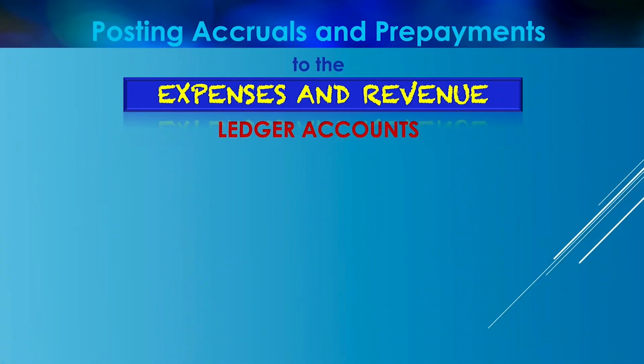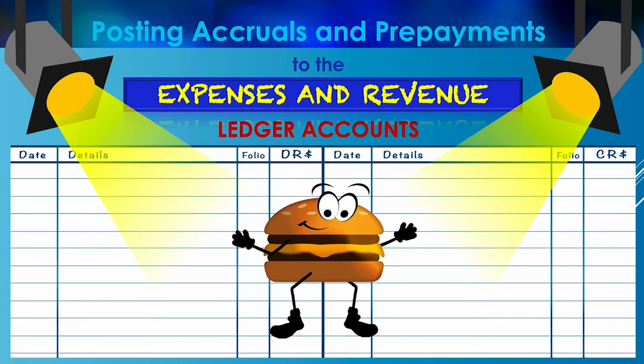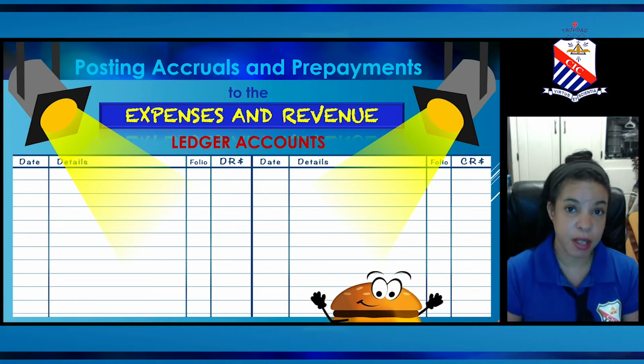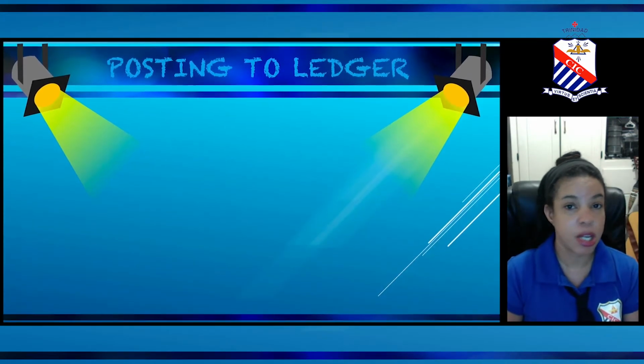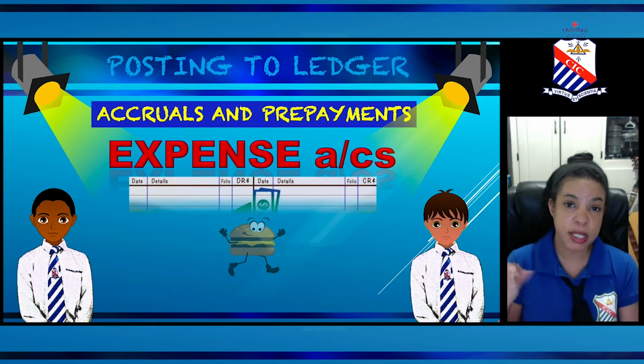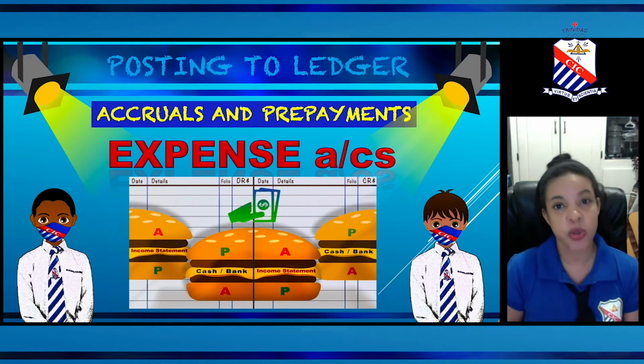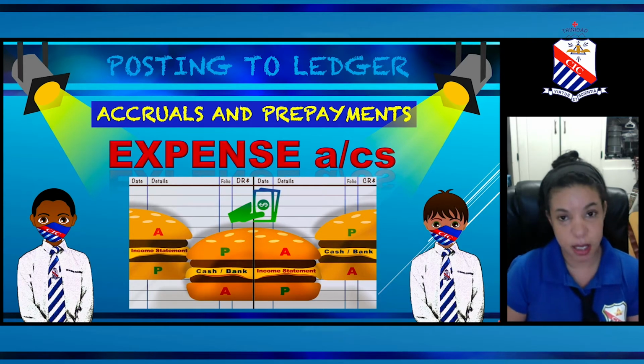So we have our expenses and revenue, which are the two accounts that we are going to be focused on. Once again, emphasizing that even though the four types are assets and liabilities, we are not going to be posting to those accounts. We are going to be posting to the expense and the revenue, starting with the expense accounts. So we're going to learn the format for the expense accounts.